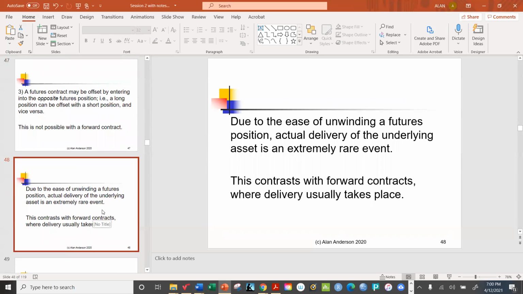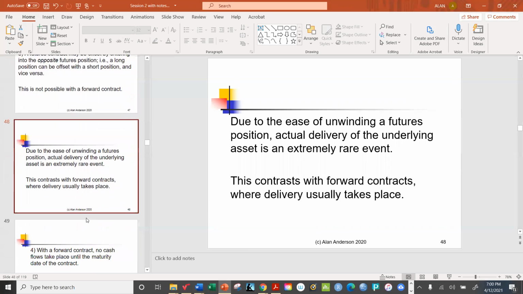Now, due to the ease of unwinding, I think we discussed this last week, a futures position, the actual delivery rarely takes place with a futures contract because the people who buy these are not really trying to buy or sell the asset. They're really just trying to hedge their positions. They usually offset them before the delivery takes place. With forward contracts, it's the other way around. It's very difficult to get out of them. So therefore, most of the time, if you enter into a forward contract, delivery will actually take place.